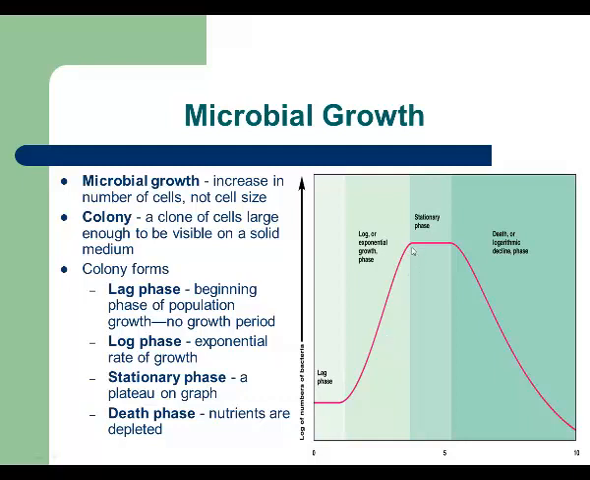And then the stationary phase, the next one. You see the graph is flat again, meaning that the number of cells during the stationary phase stays the same. Why? Because usually during the stationary phase, bacteria don't have enough nutrients on that media to grow and double their mass. But they have enough nutrients to keep themselves alive.